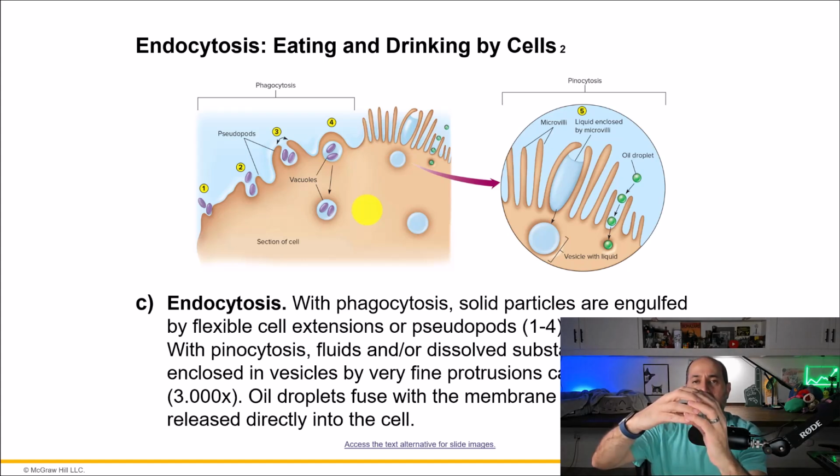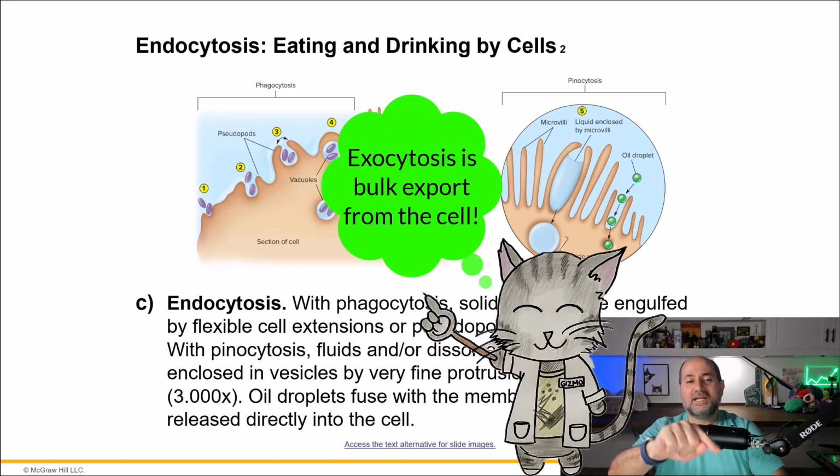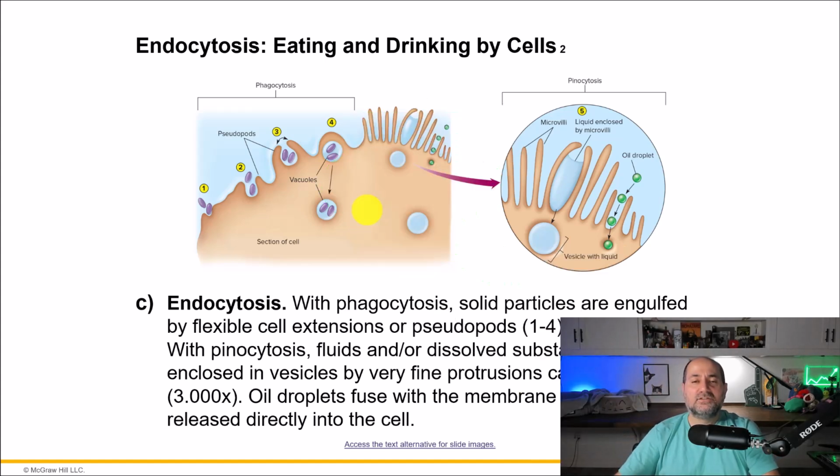It will fuse with the plasma membrane and it'll release all of its contents. So imagine this in reverse. That's exocytosis. Exocytosis means bulk export, right? So that's what exocytosis is. And that also requires energy as well.